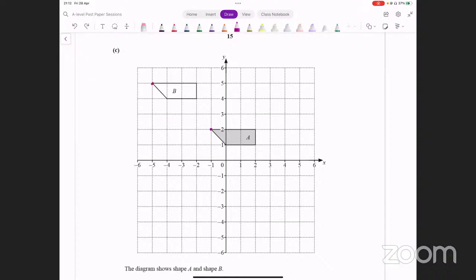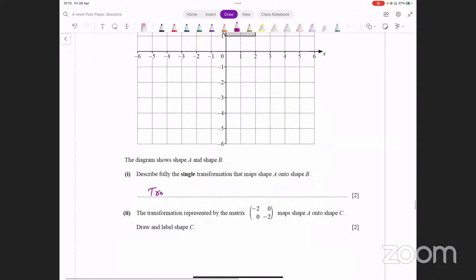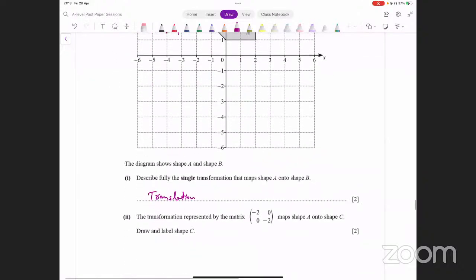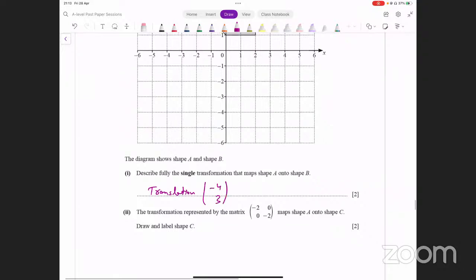Now, how many units do you have to move horizontally and vertically? Horizontally, you have to go 1, 2, 3, 4, 4 units left, and then 1, 2, 3, 3 units up. So this is a translation. जिसका matrix क्या होएगा? It's a translation with matrix -4 and +3. This is what we have.